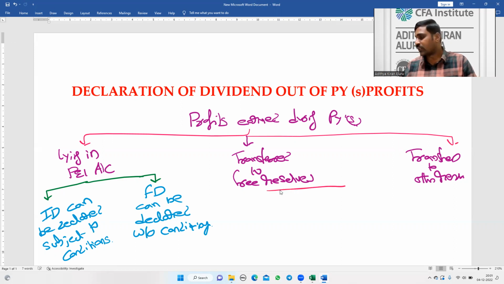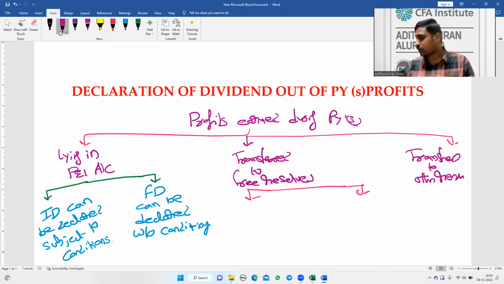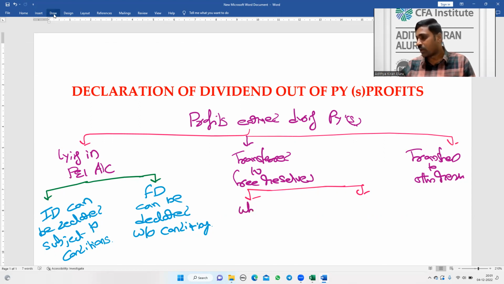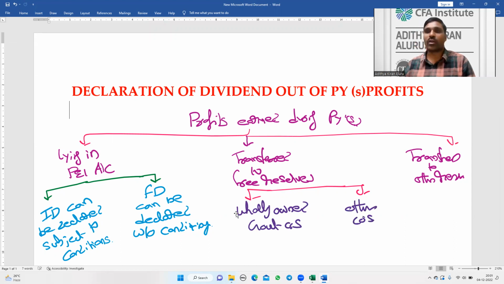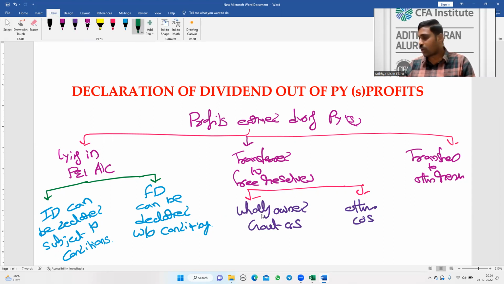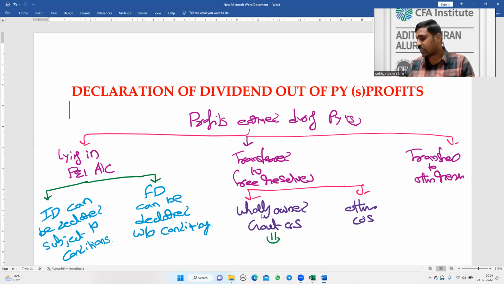Now, transferred to free reserves. If transferred to free reserves, we have to see this point: wholly owned government companies and other companies. Wholly owned government companies can declare final dividend without any conditions.